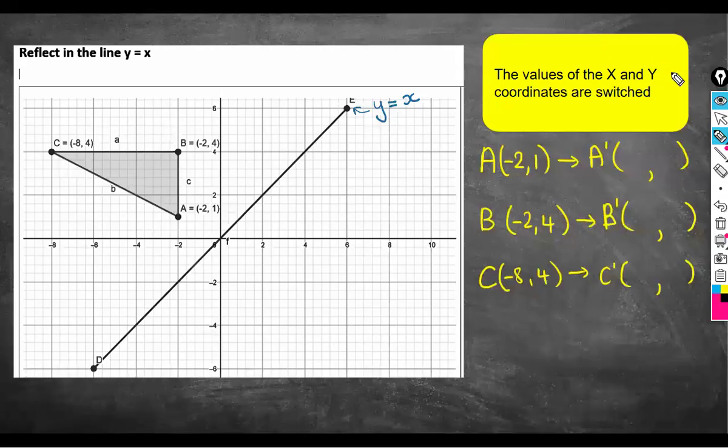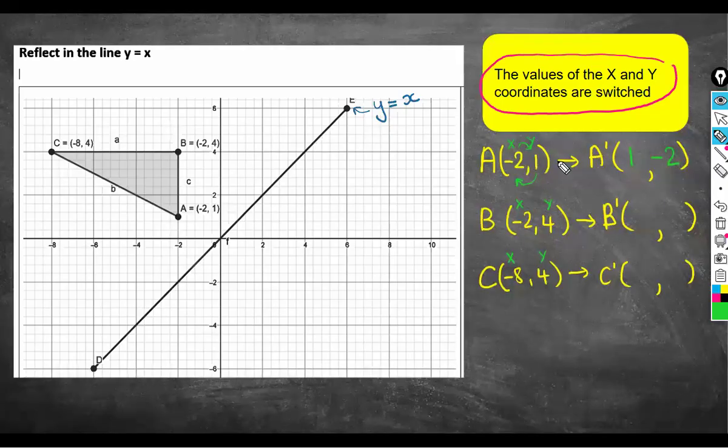According to the instructions, and you have to remember this is the kind of common sense way, right? Whenever you are reflecting an object in the line y is equal to x, here's the instructions in yellow. The values of x and y coordinates are switched. Real super easy. Meaning that if the original coordinates of A is -2, 1, remember the first one is x and the second one is y, right? The first one is always x, the second one is always y. All they are trying to say in the instructions is that you switch the positions of x and y. In other words, the y goes here and the x goes there. So in other words, A prime will be what? 1, -2.